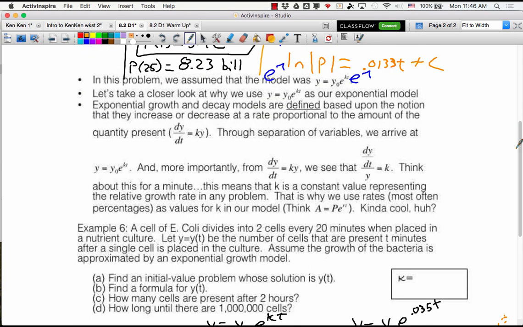Initial value problem. By the way, this is a recap of what I just talked about. You can read it when you have free time. All right, example 6.